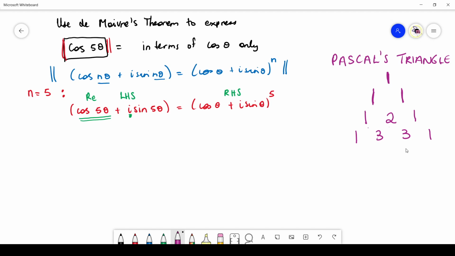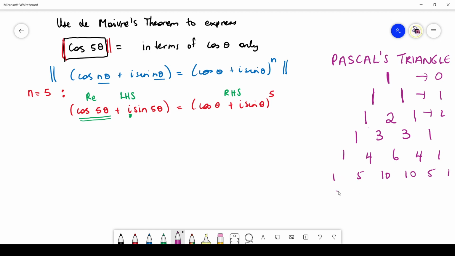And how do we know when to stop? Well, we have to observe the power given in the question. In this case, it's 5. If we're dealing with something that had a power of 0, we would only need the first line. A power of 1, a power of 2, a power of 3, and so on. So that means for this question, we need 2 more lines. We're going to add that over here, and then one final line. We're going to get 10, 10, 5, 1, 5, 1.